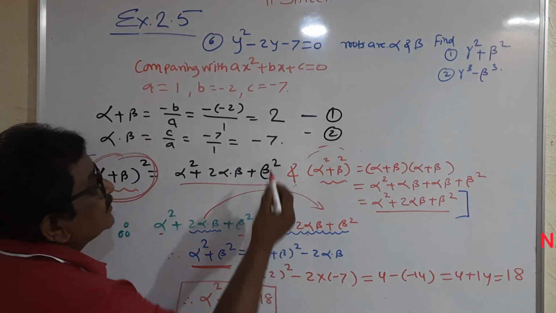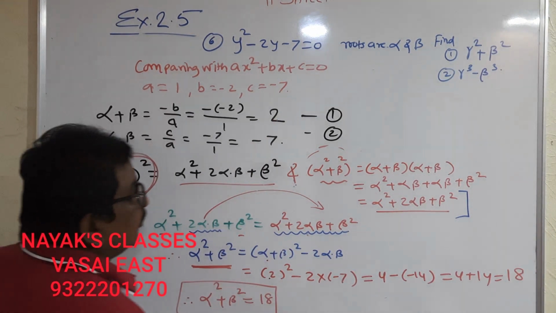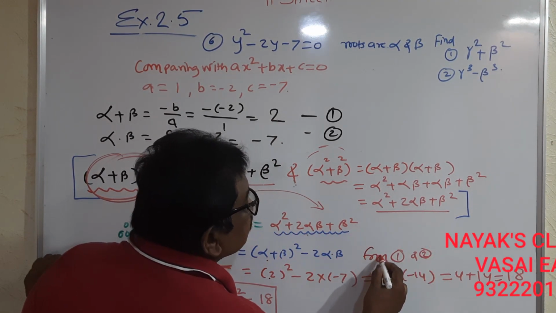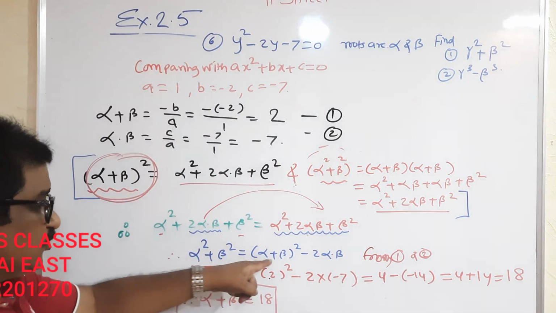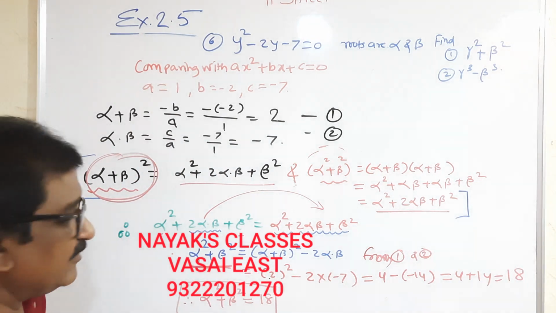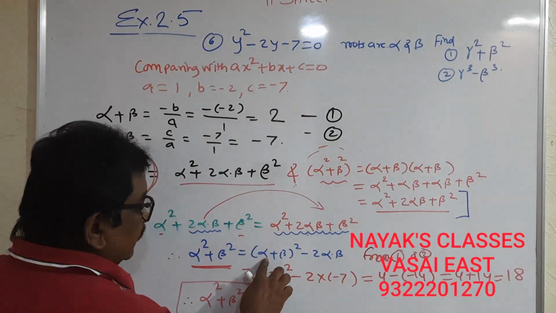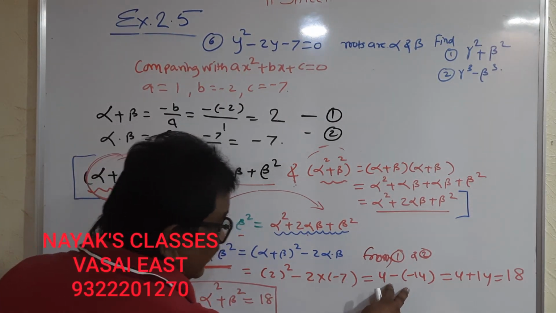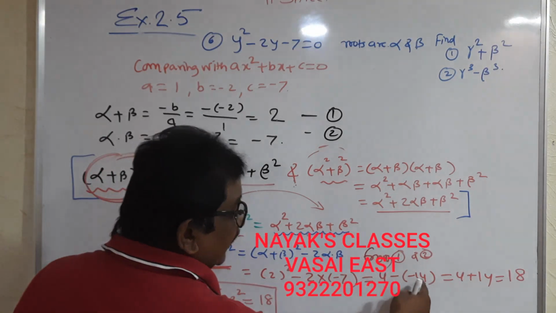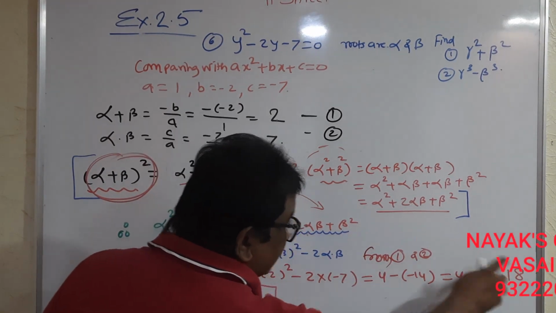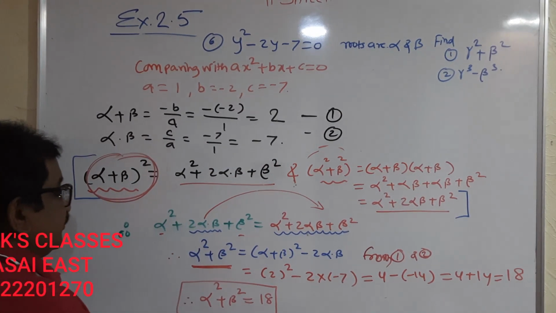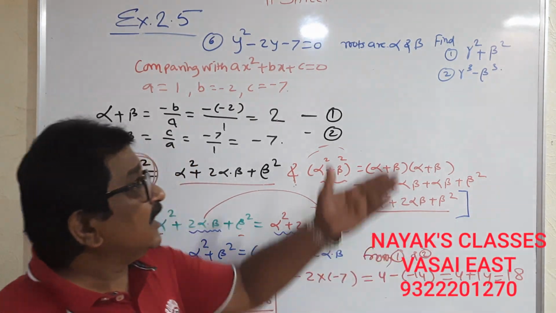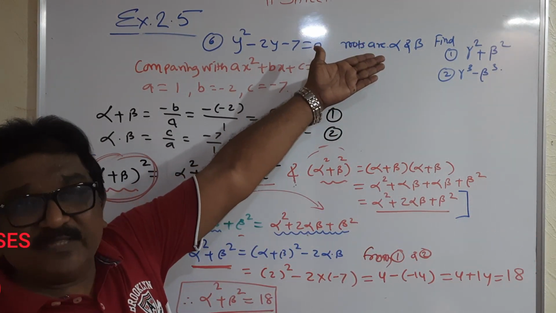So alpha plus beta is 2 from 1 and 2. Alpha plus beta is 2 and alpha into beta is minus 7. We have put the values. So it is 4 minus 2 into minus 7. So it is 4 minus 14, 4 plus 14 is equal to 18. So alpha square plus beta square is 18. This is the answer of first part of the example.